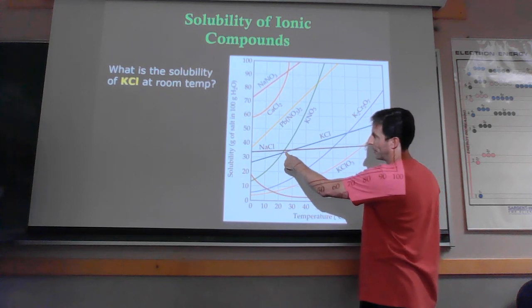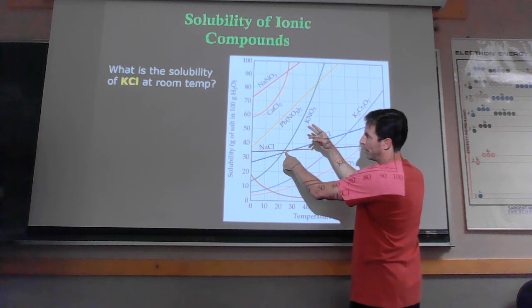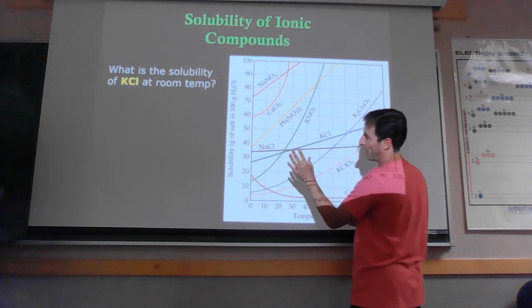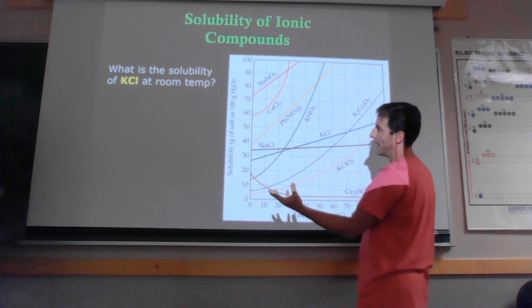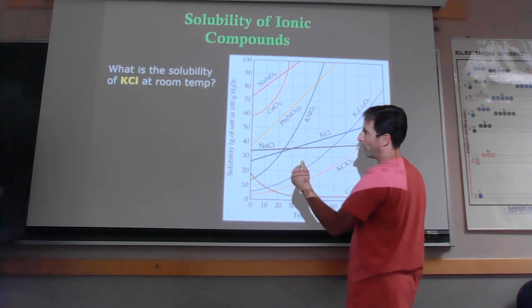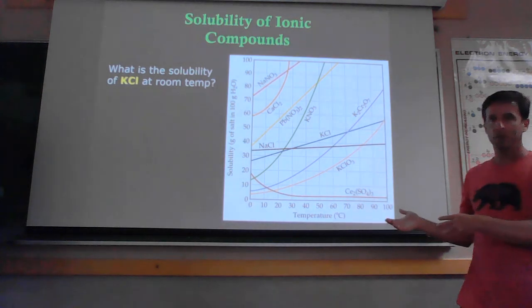I would say the solubility of KCl, pretty close to 35 grams per 100 grams of water, maybe 33. You have to estimate that the best you can. So let's just say 33 grams of KCl could dissolve into 100 grams of water. That's the solubility of that compound.